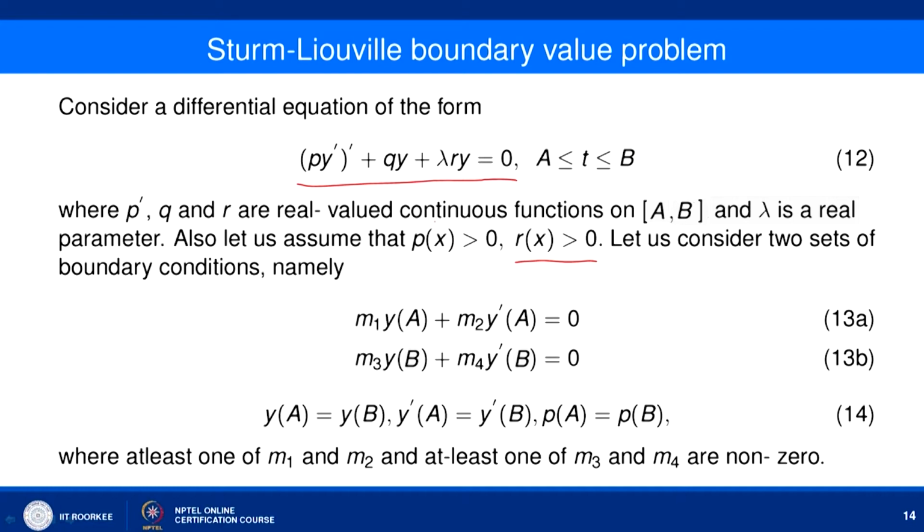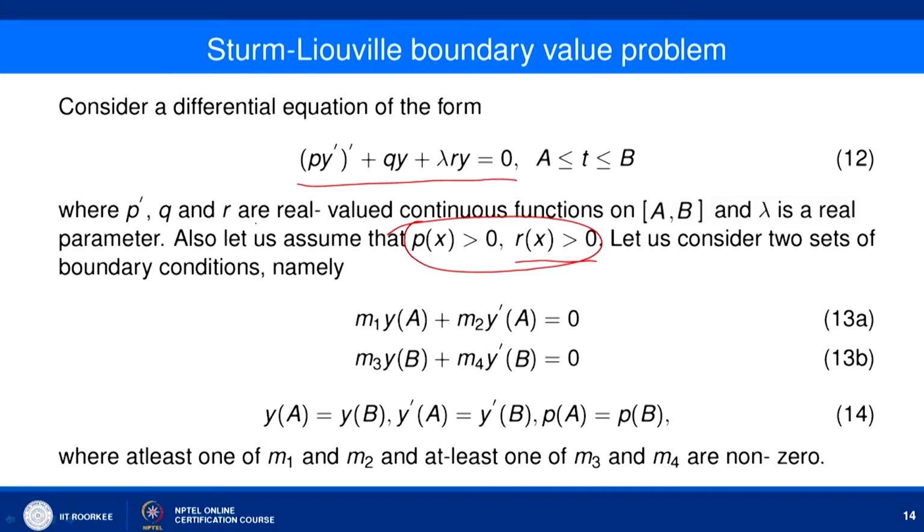A Sturm-Liouville equation can also be considered without the condition that p(x) and r(x) are positive. Here we simply consider this equation, given as equation number 12. We say that it is a self-adjoint equation given in this form, and we call it the Sturm-Liouville equation, with the condition that p', q and r are real valued continuous functions. And here we consider the boundary conditions. So the Sturm-Liouville equation along with boundary conditions is known as the Sturm-Liouville boundary value problem.